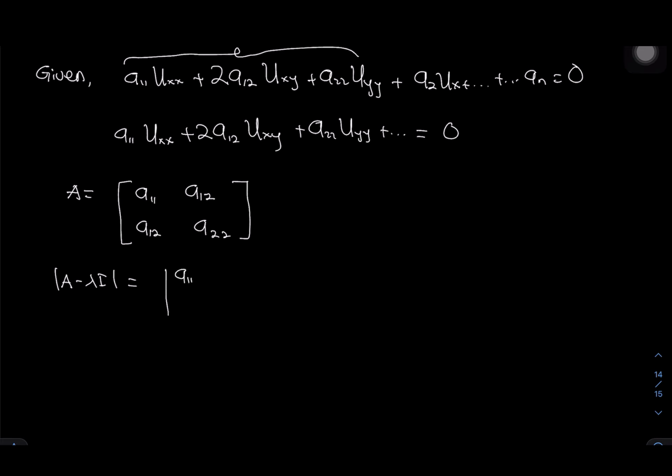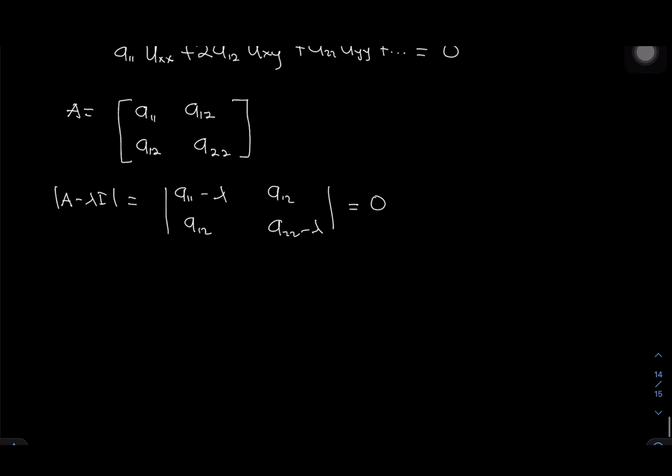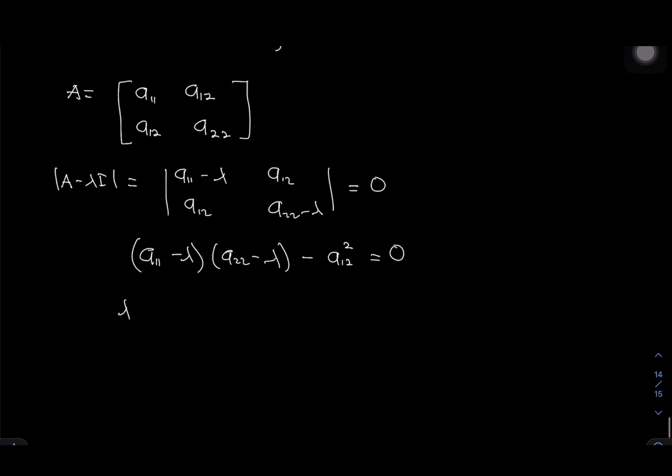So that's going to be a11 minus lambda, a12, a12, a22 minus lambda, and that's supposed to be equal to 0 since you're finding eigenvalues. So we're going to have (a11 minus lambda) multiplying (a22 minus lambda) minus a12 squared. That should be equal to 0. You simplify this, you're going to have lambda squared minus (a11 plus a22) lambda, then plus a11 a22 minus a12 squared. That should be equal to 0, right?